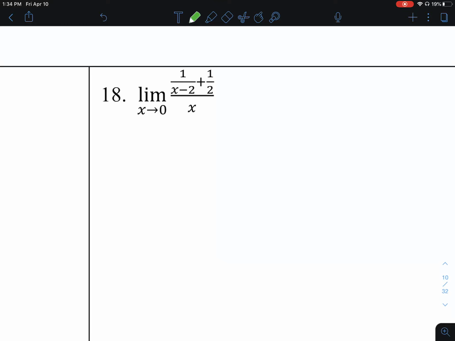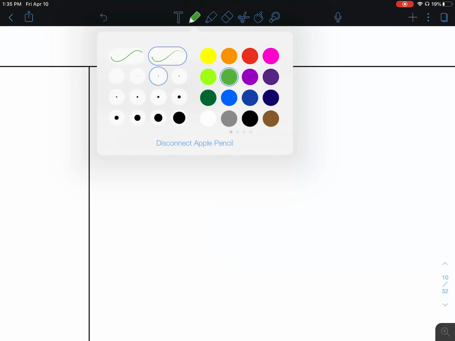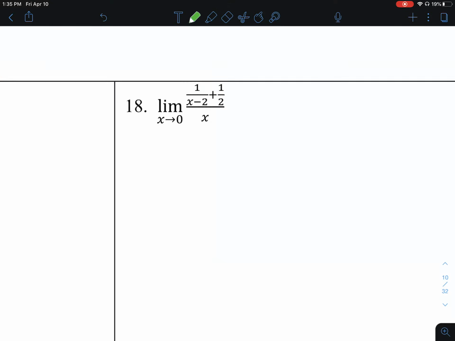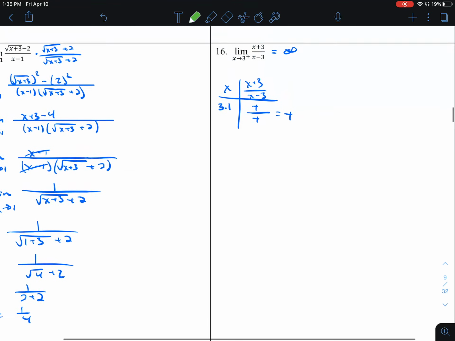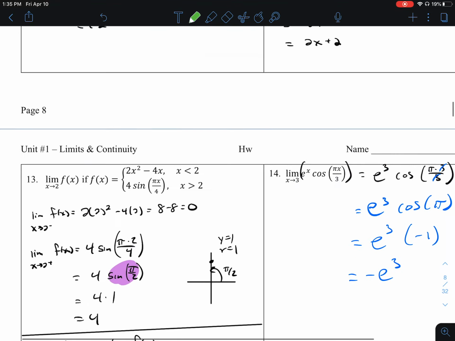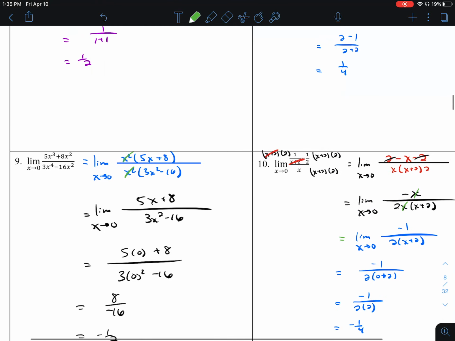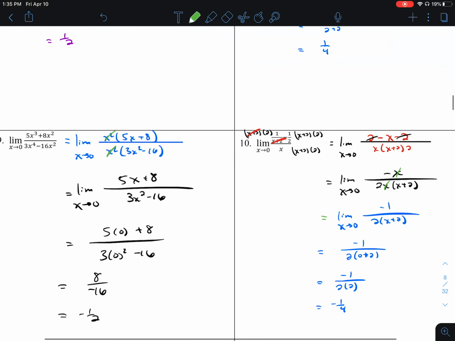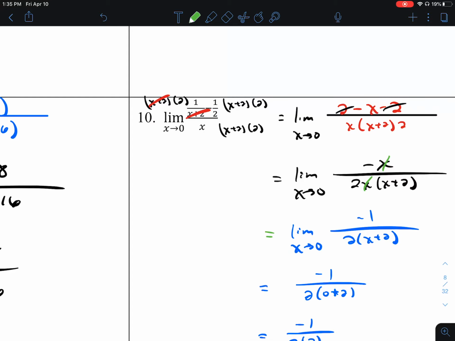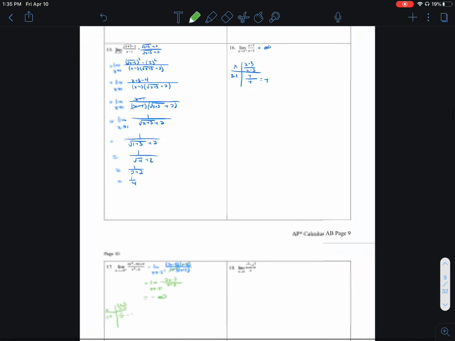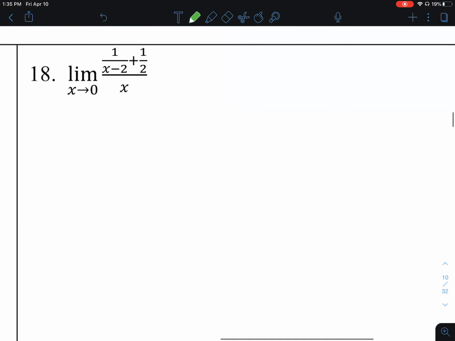18. Direct substitution won't work. I feel like we already did 18. Let me just look back real quick. Maybe that was in the notes. The same as 10? It's not. It's super close to 10.